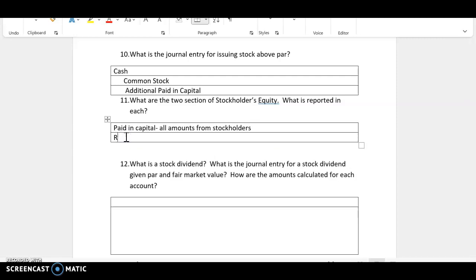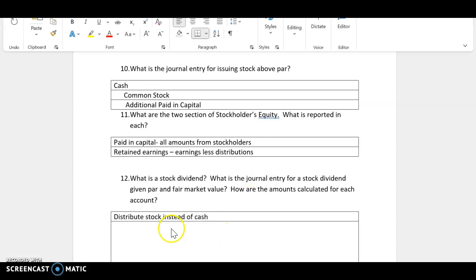Okay, and the second part is retained earnings. And this is all of our earnings, less our distribution from dividends. What is a stock dividend? This is where instead of giving out cash, we distribute stock. Okay, what is the journal entry for a stock dividend?